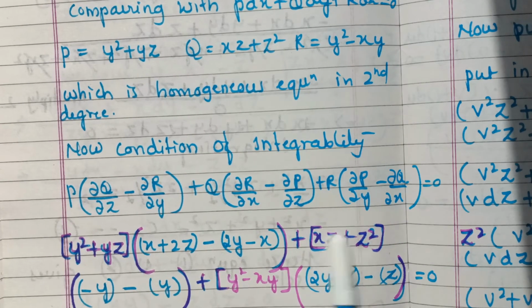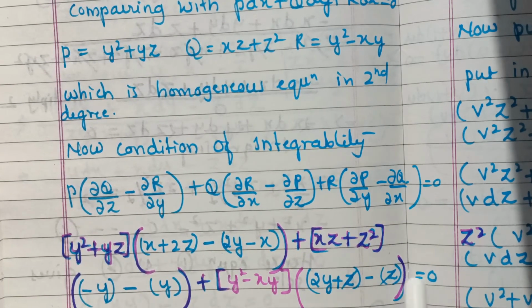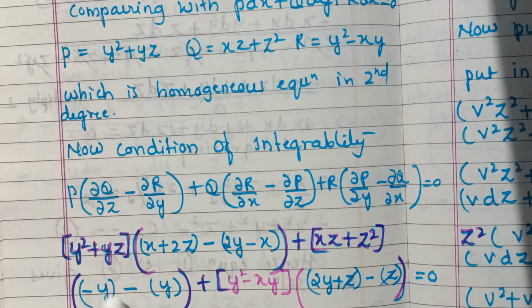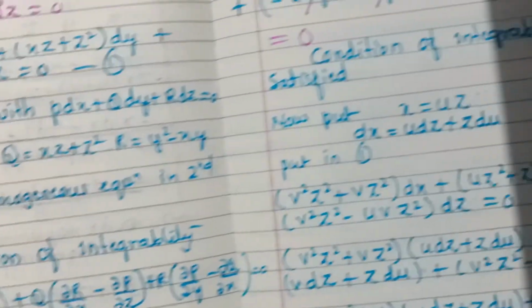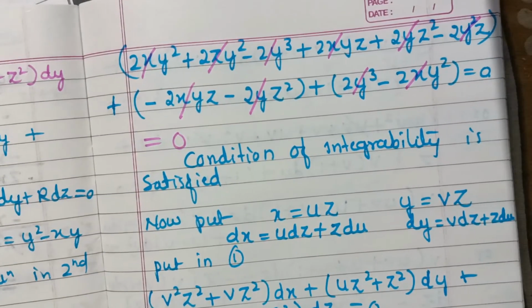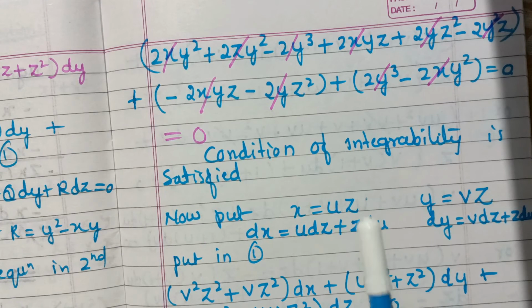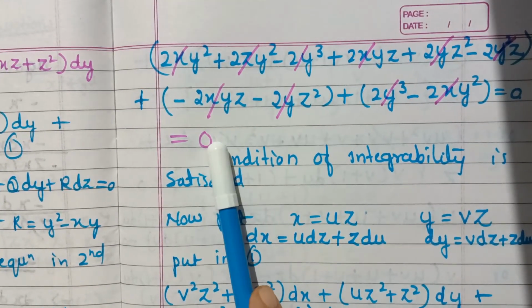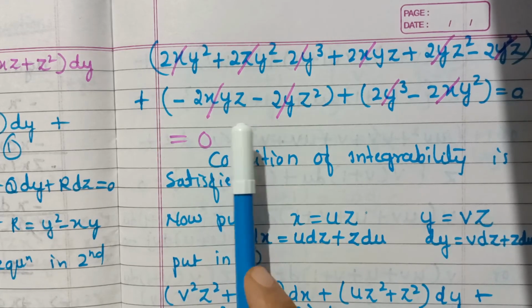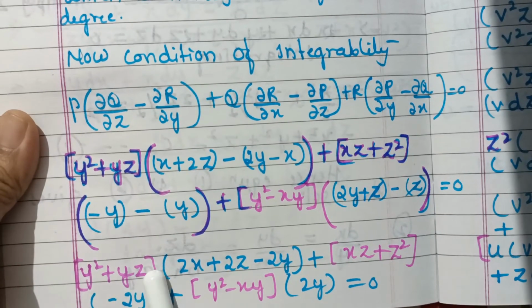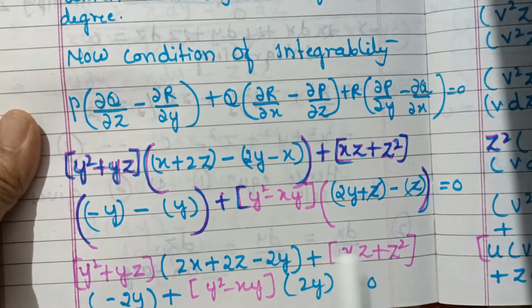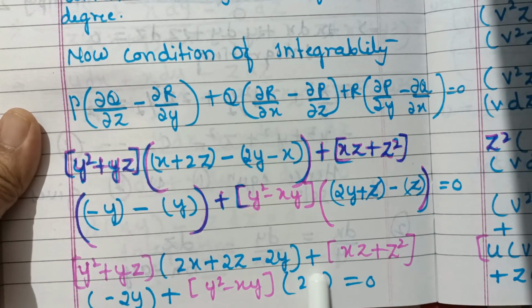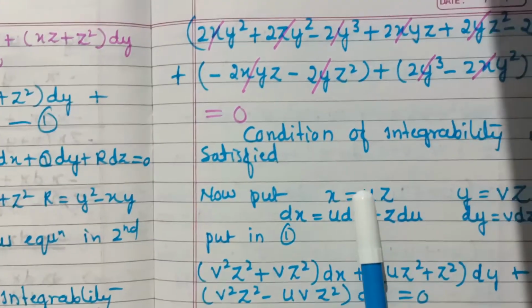Put all the values in the condition of integrability. What is the condition of integrability? The whole equation should be equal to 0. Okay, see here. Therefore, if you are multiplying the value, this bracket to this value, again this bracket to this value, this bracket to this value, therefore we are getting the value here like this.